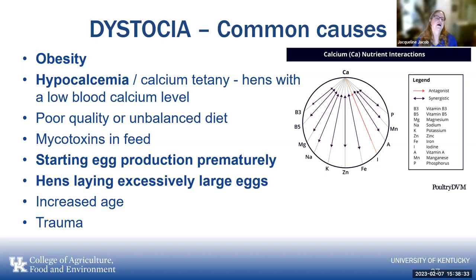Okay, so one of the common causes is nutrition. As I said, obesity, number one problem. The other is hypocalcemia, which is sometimes referred to as calcium tetany, although that term is mostly used for milking cows. Basically, it's hens with a low blood calcium level, often because of a poor quality or unbalanced diet, or because someone has taken a completely balanced diet and diluted it with scratch grains or cracked corn. Having mycotoxins in the feed can also cause that problem.